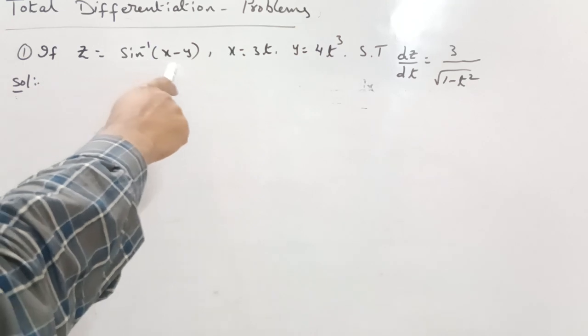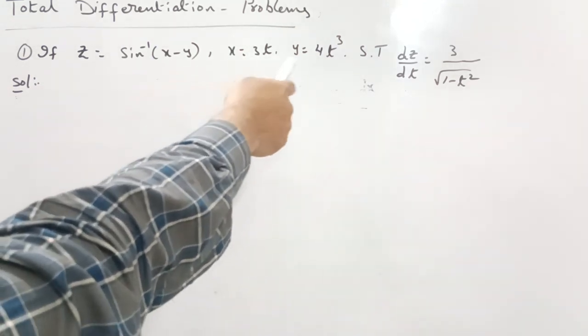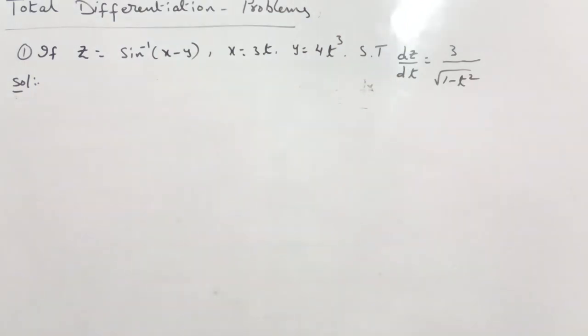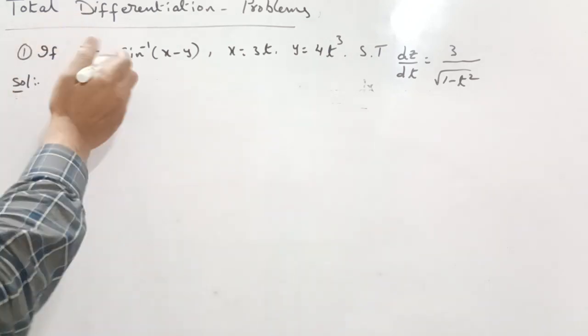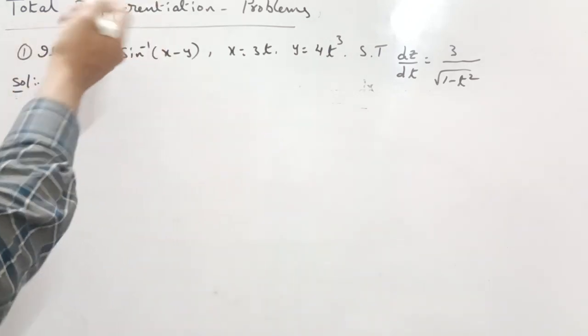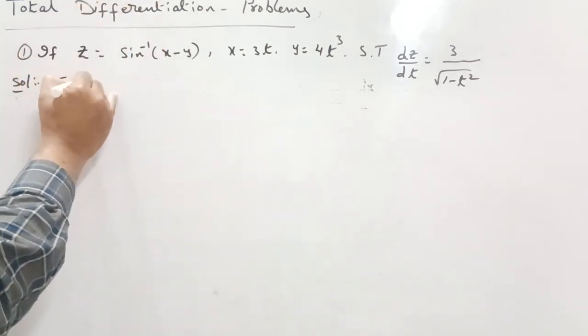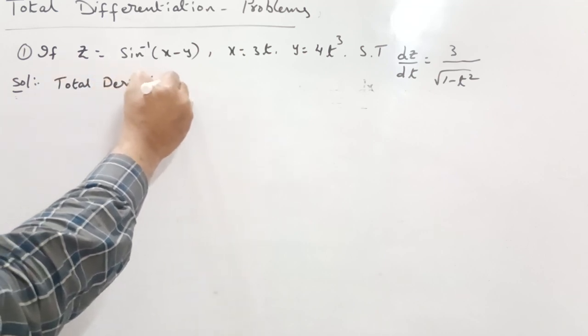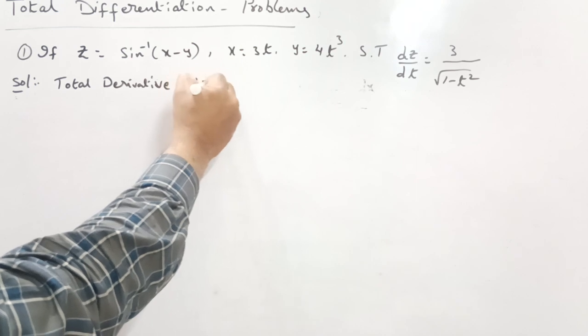If z is equal to sine inverse of (x minus y), where x is equal to 3t and y is equal to 4t cube, then show that dz by dt is equal to 3 by square root of 1 minus t square. He's asking that, correct? So first you write the given, or if you want, you can write the direct formula. By total derivative, we have to find dz by dt.